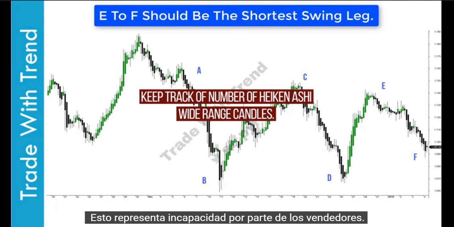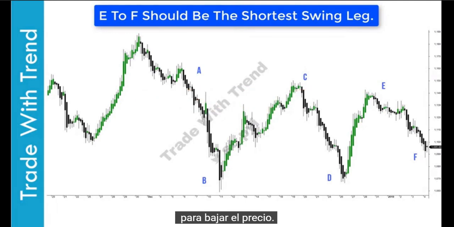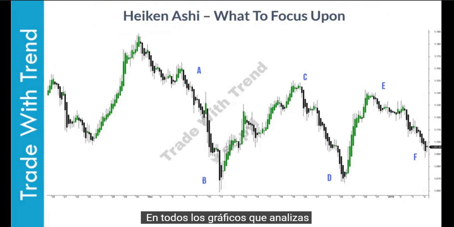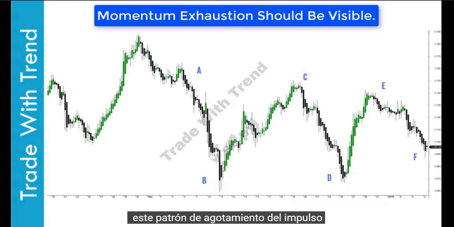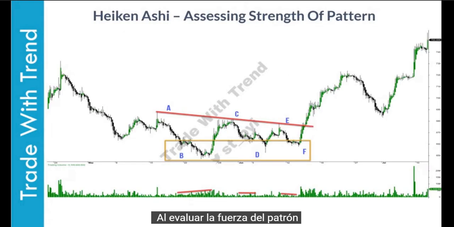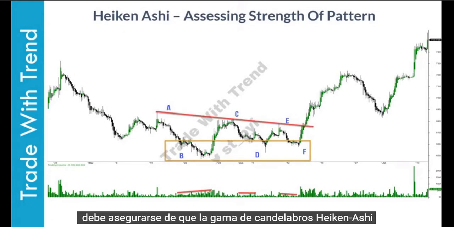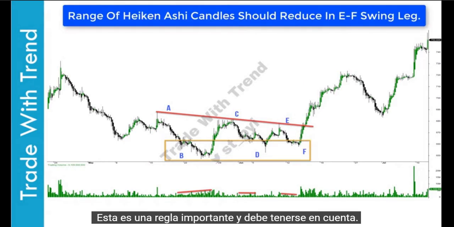This represents inability on part of sellers to drive price lower. In all the charts that you analyze, irrespective of the time frame you select, this pattern of momentum exhaustion towards the end should be visible. While assessing the strength of pattern, you need to make sure that range of Heiken Ashi candlesticks reduce in E to F swing leg. This is an important rule and this should be kept in mind.